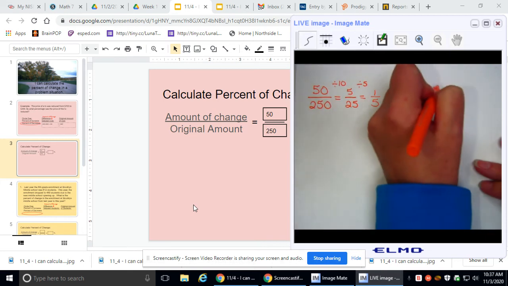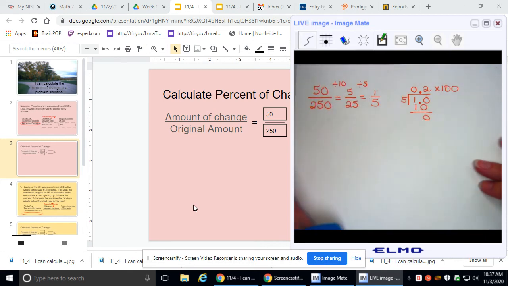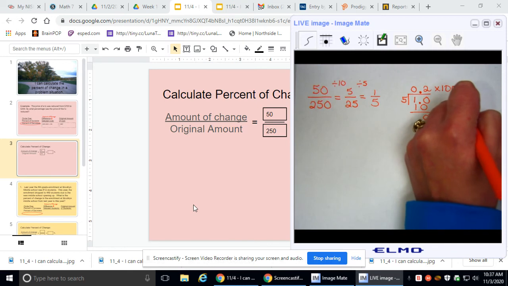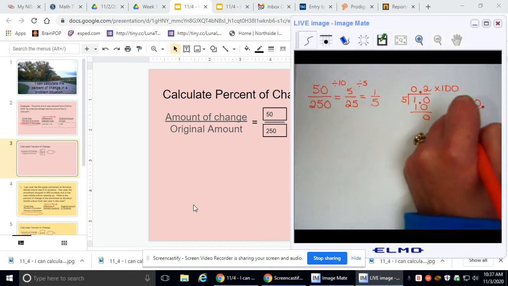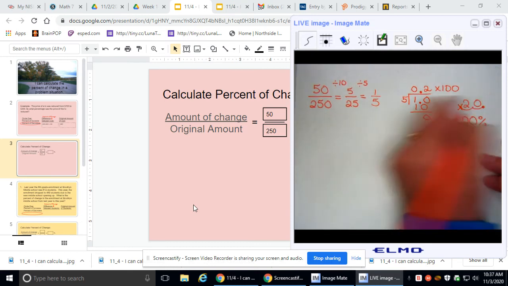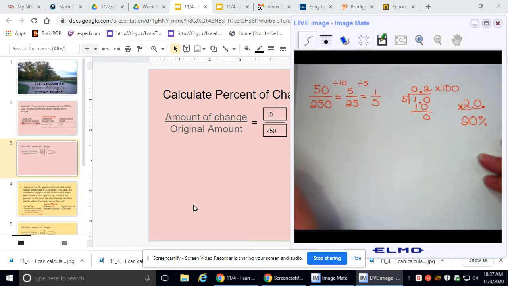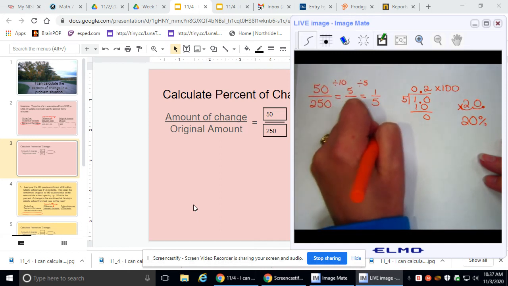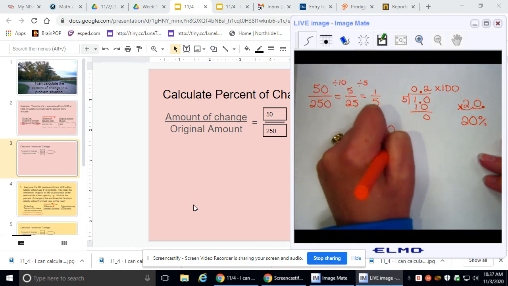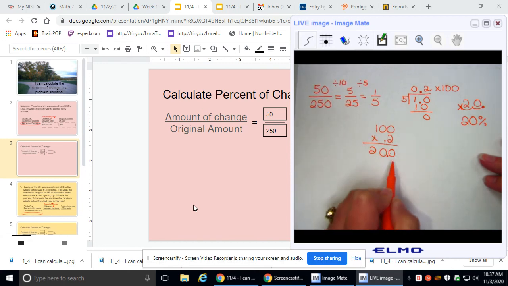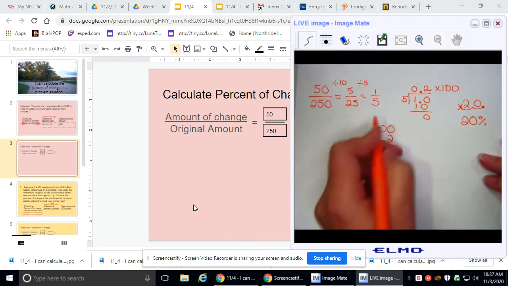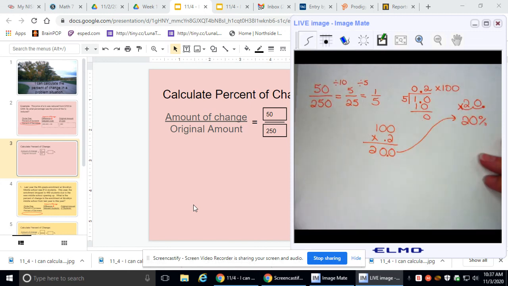From here, we're going to multiply by 100. Remember, when we multiply by 100, we move the decimal 2 places to the right and put in that extra 0, and that's 20%. For those of you that want to actually multiply it out, 100 times 2 tenths, 0.2, put in the decimal, there's your 20%. So it's just like that.